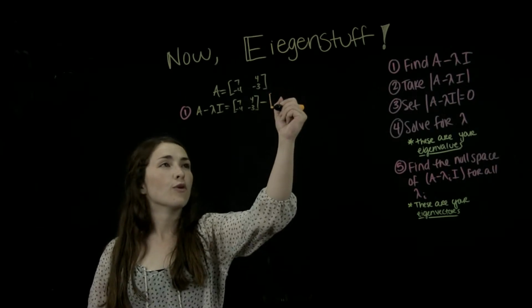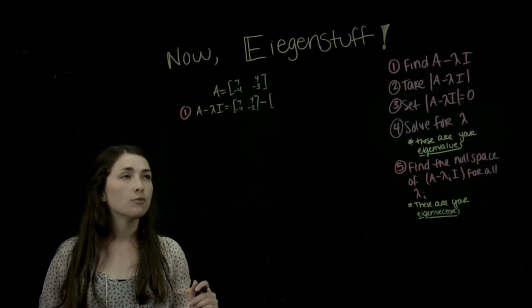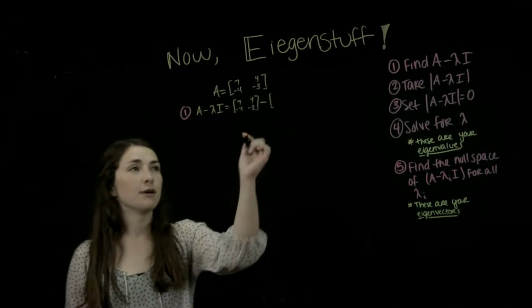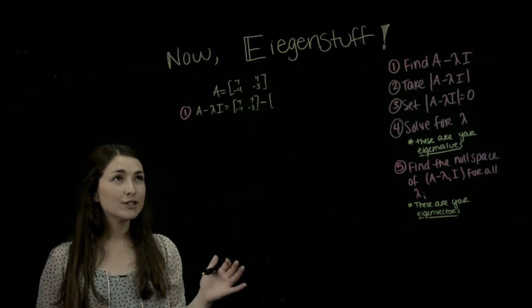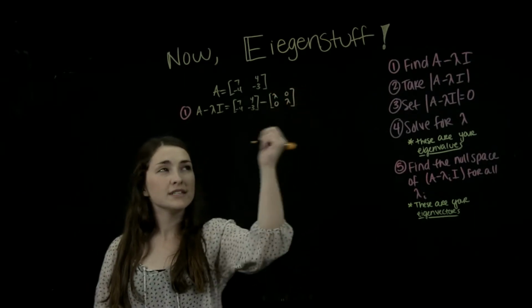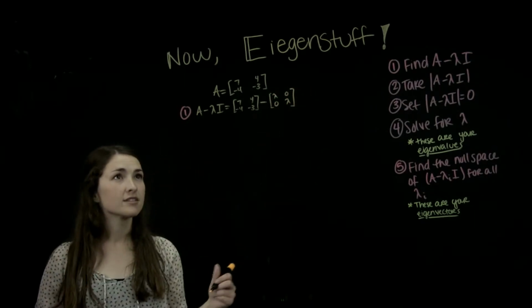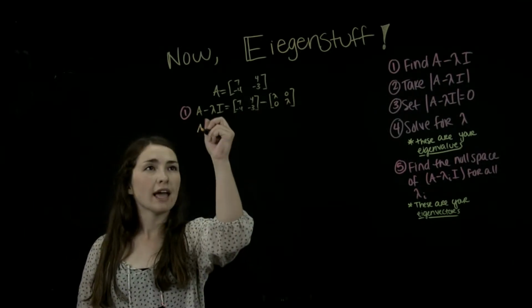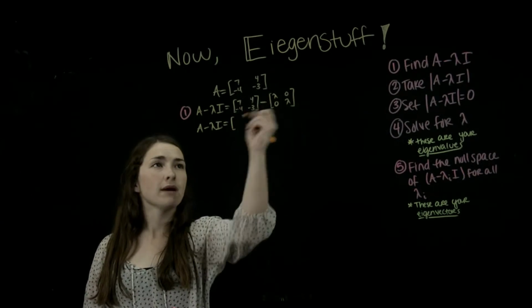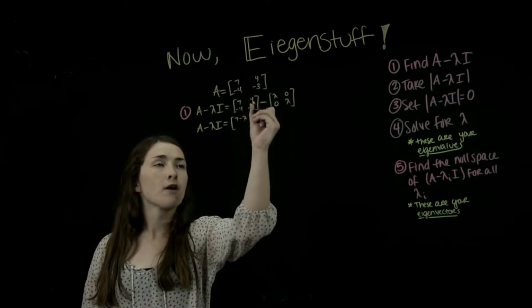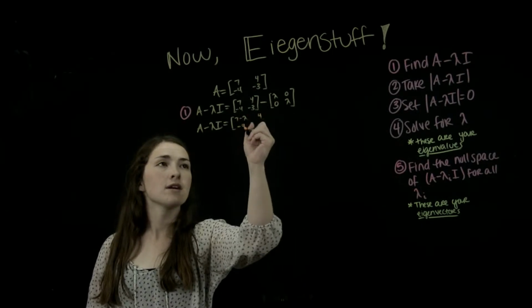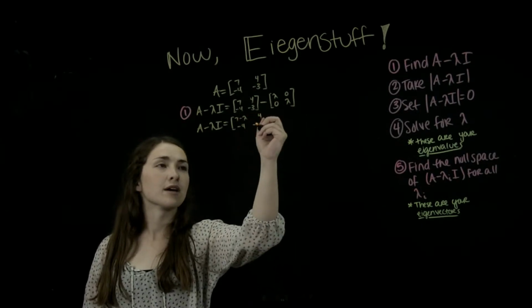If we are dealing with a 2 by 2 matrix here, we're going to want our identity matrix to be a 2 by 2. We multiply lambda by every term in our identity, and we end up with this matrix, where we have lambda down the diagonal and zeros everywhere else. Then when we take A minus lambda I, we end up with this matrix: 7 minus lambda, 4 minus 0, negative 4 minus 0, and negative 3 minus lambda.